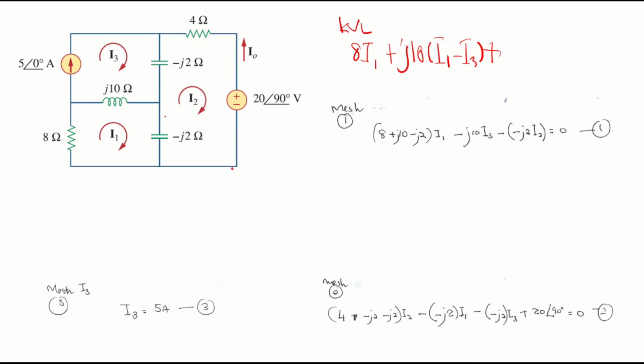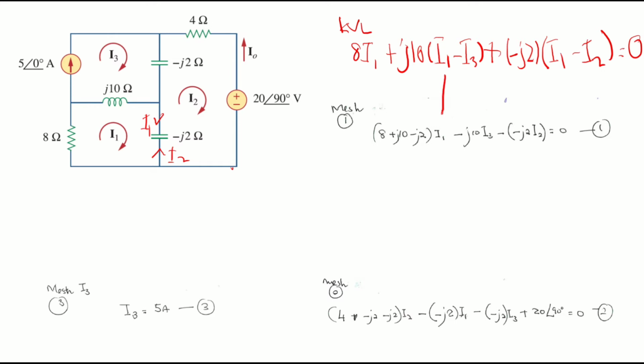So I1 is going like this and I2 is going like this, right? So it's colliding. We can write it down here: minus j2 (I1 - I2) equal to 0.